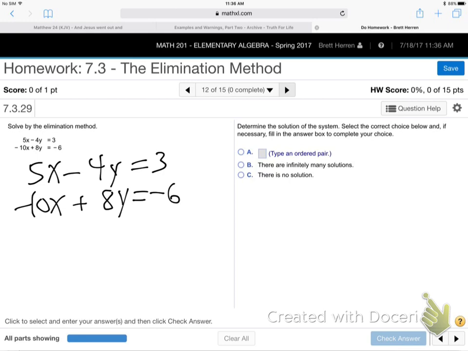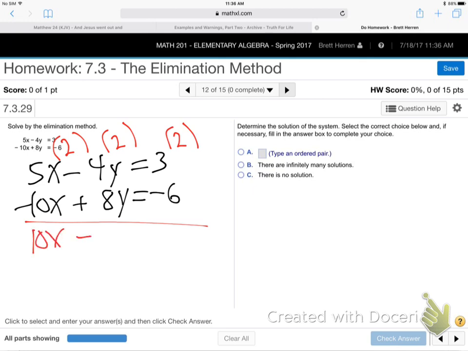So what do we got to do to make the y's opposites? What do we got to multiply by to make this top y be the same as the bottom, or the opposite, same number, opposite sign? 2? We good? So do that, add them up, and you'll see something crazy happens.